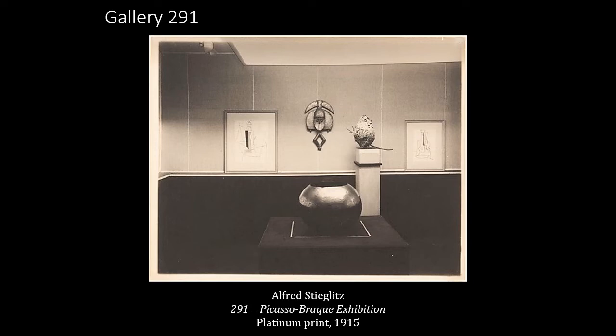Here we have Stieglitz photographing works of Pablo Picasso and Georges Braque from an exhibition that they had in his gallery, Gallery 291. Like I said, he's showcasing and bringing over the artwork from Europe to the American audience. Because, getting into the big picture, anything going on that was important in the art world was mainly in Paris. Paris was considered the art capital of the world, which is why there's so much art coming out of Paris.